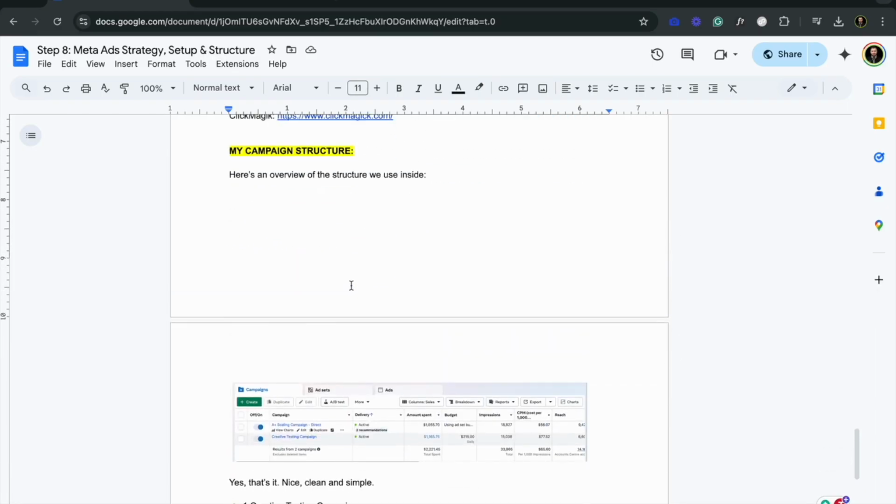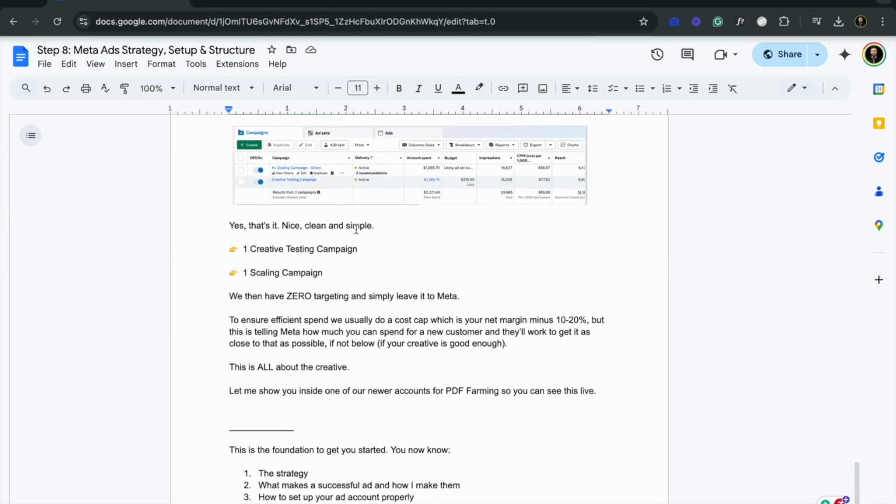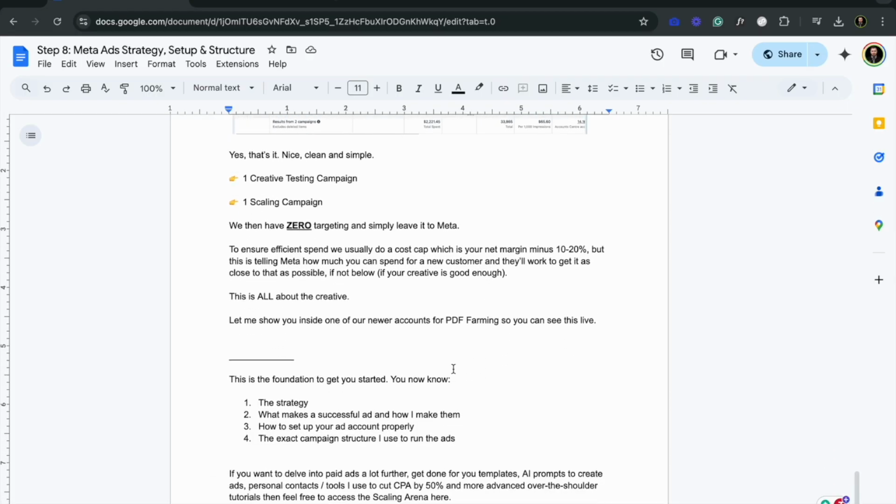We're now going to go through my campaign structure. Okay, so I'll show you this inside the ad account. It's literally super simple. One creative testing campaign, one scaling campaign. That's it. We have zero targeting, and we leave it to Meta. So what that means is we don't put interest-based targeting, which I'll show you when I go inside the ad account in a minute. Okay, if you're experienced with Meta, you'll know what I mean. If it's the first time ever seeing Meta ads, I'll show you what I mean inside the ad account. But we don't use any targeting. We just literally leave it all to Meta. Keep it nice and broad.